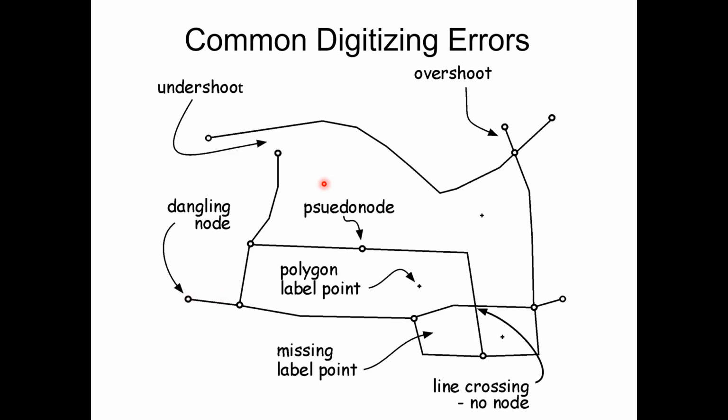And so this idea of a pseudo node, maybe not as big of an issue, but maybe you don't want that extra point there because you want to be able to have a full line segment here instead of having an extra one. So a lot of different things to think about as you're creating digital data.